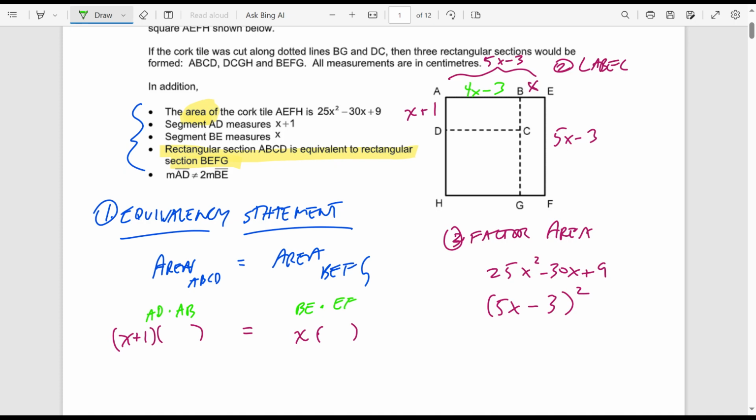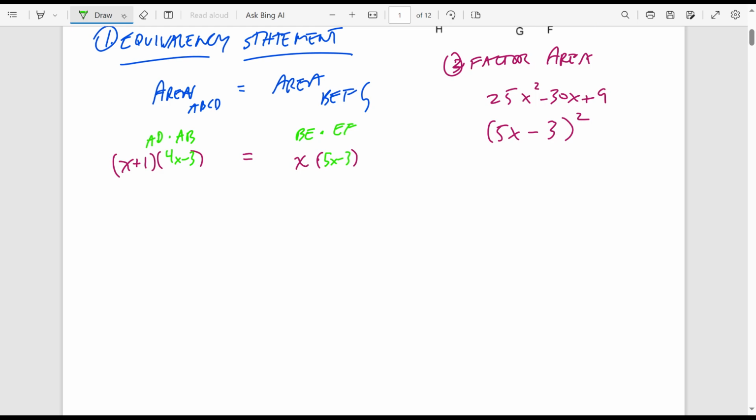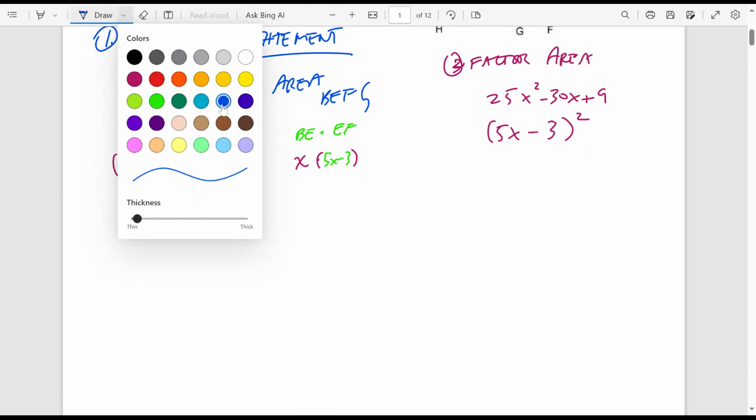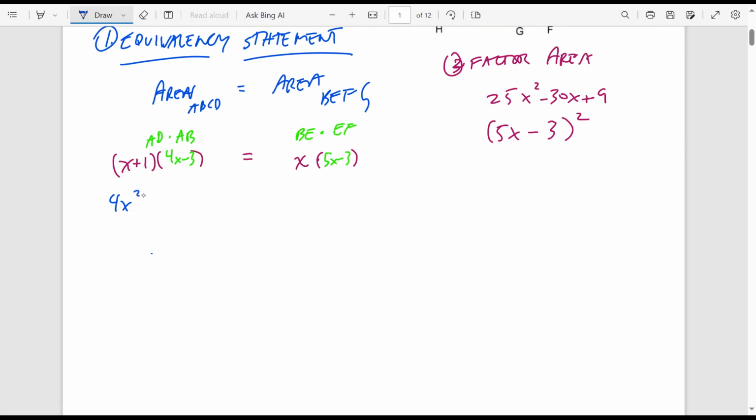So we're going to add things in now. EF was 5x minus 3. AB is now 4x minus 3. Now everything else from here is the same. A lot of these questions are going to be like this. The setup's going to be the hardest part, and that's why the execution of these steps going forward has to be automatic. So 4x squared minus 3x plus 4x minus 3 is equal to 5x squared minus 3x.